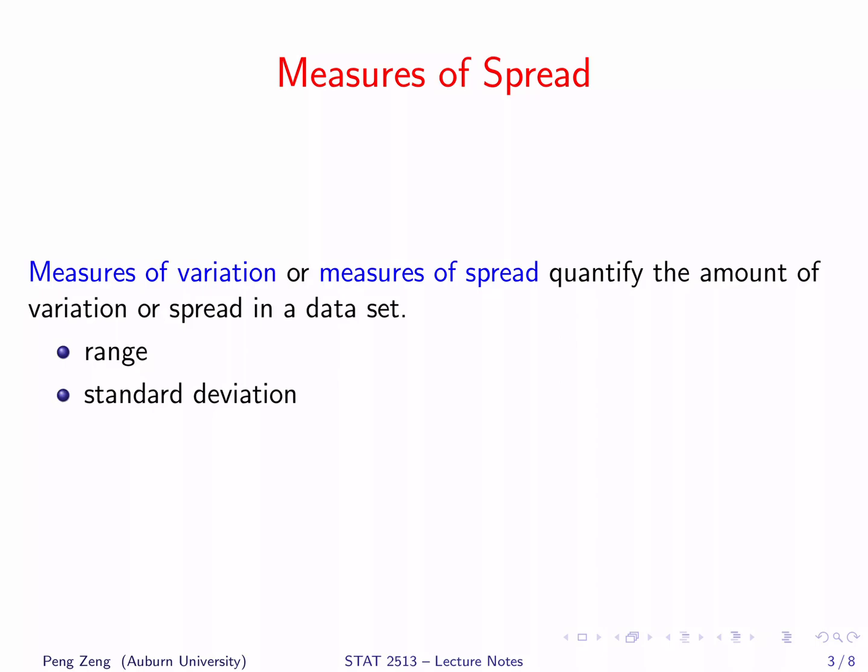Measures of variation or measures of spread quantify the amount of variation or spread in a dataset. There are two commonly used measures, including range and standard deviation. Both of them are applicable only for quantitative data.